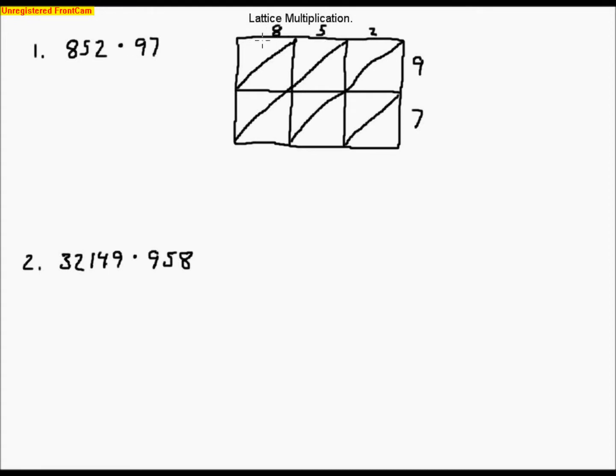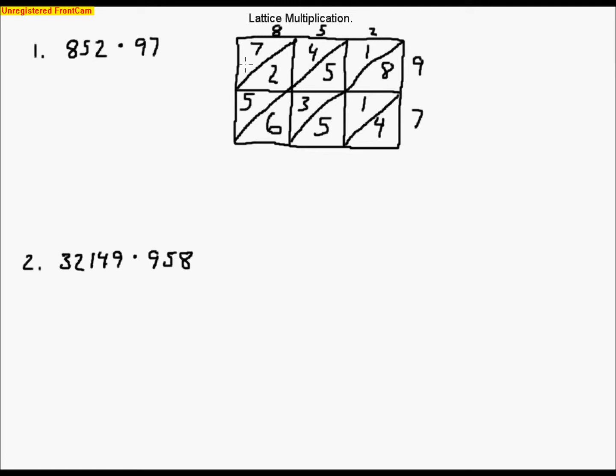So once we've set this up, then it's just multiplying, and then we'll have to add some numbers. So we take this 2 and we multiply it by 9, and 2 times 9 makes 18. And then we continue to go. 2 times the 7 makes 14. And then we do 5 now times the 9, that makes 45. And then 5 times the 7 makes 35. Then we have 8 times 9 makes 72. And 8 times 7 makes 56.